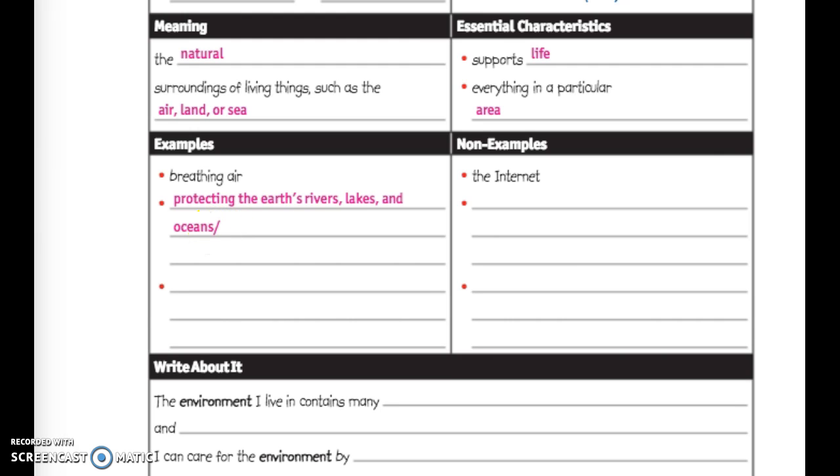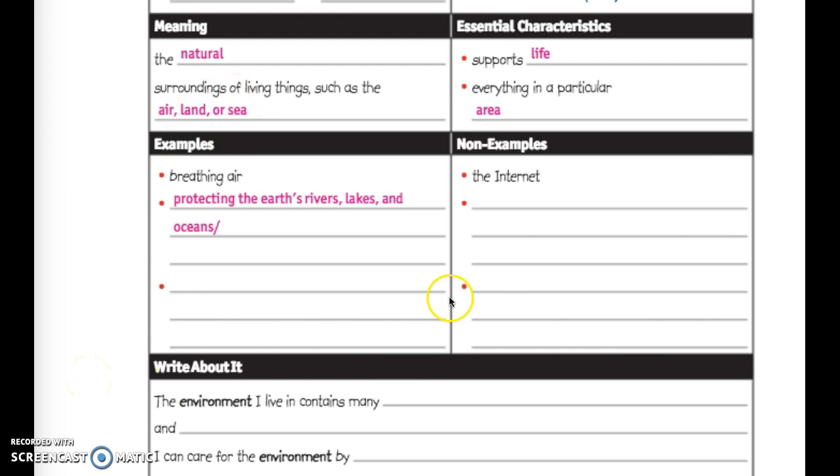So I want you to come up with your own third example of something that has to do with the environment. Make sure it connects to at least one of the two essential characteristics. You're talking about something that supports life, or your example has to do with everything in a particular area. Something along the lines of your surroundings or the trees in my neighborhood. So come up with your own example here of something that has to do with the environment.